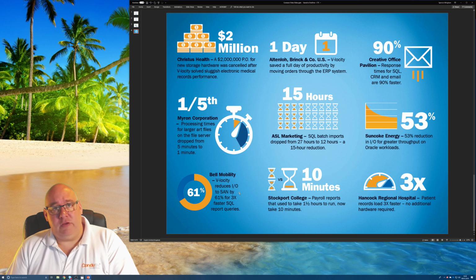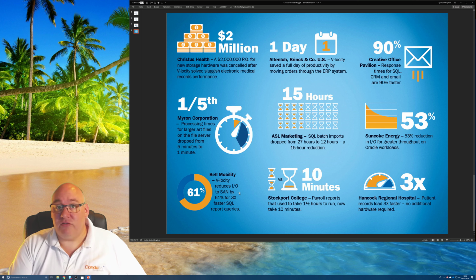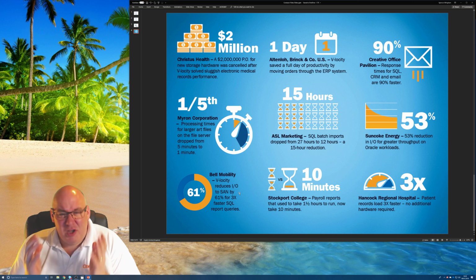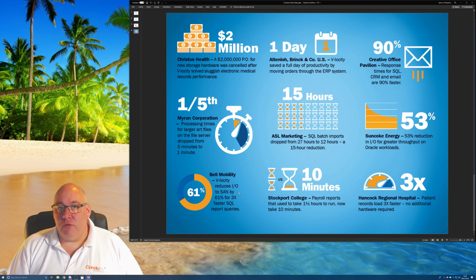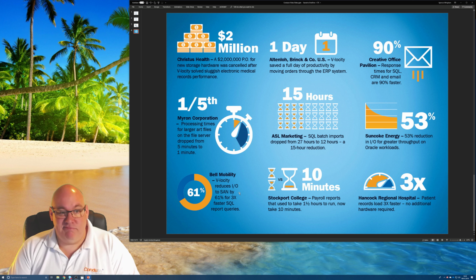They put the V-locity software into their environment, and it reduced the I/O traffic going out to their SAN by 61%. I mean, that's huge. 61% less storage workload having to be processed by the storage. The result was their SQL report queries were 3 times faster. No additional hardware required. All they had to do was install the software, which, by the way, takes a couple of minutes to download and install.